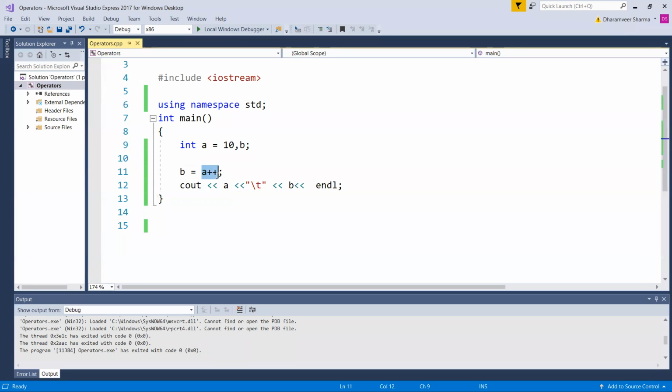Because this operator is post increment. Post increment means first use the value of a, since it is part of an expression now. It is not an isolated expression. Value of a will be assigned to b, which is 10. After assignment, a will be incremented. a will become 11.